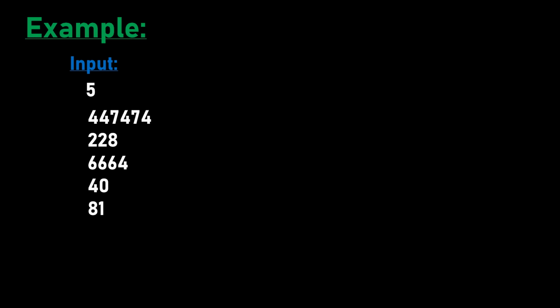And what is the output then? 40110, where the first line is 4 because the first integer contains four 4s, right? 4 times it occurred, so the output will be 4. When it comes to the second integer 228, there is no 4, so the output will be 0. When it comes to 6664, there is one 4 in it, so 1. When it comes to 40, 1. When it comes to 81, there is no 4, so 0 will be the output.